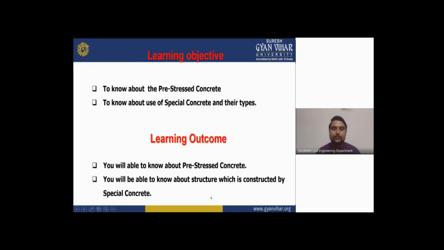Come to the learning objective and learning outcome. In the learning objective, you will know about prestressed concrete and the use of special concrete and their types, and you will understand how to source the prestressing in the concrete. In the learning outcome, you will be able to know about prestressing concrete and how to prestress this kind of concrete, which is used for the prefabrication of structures.